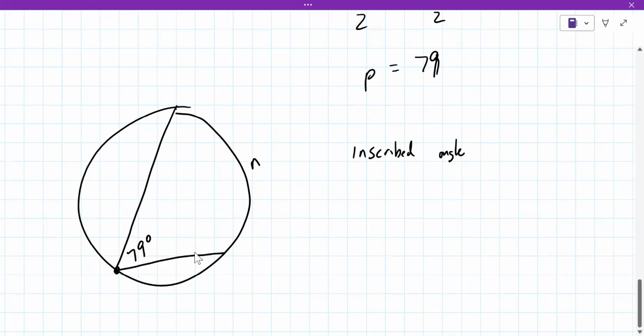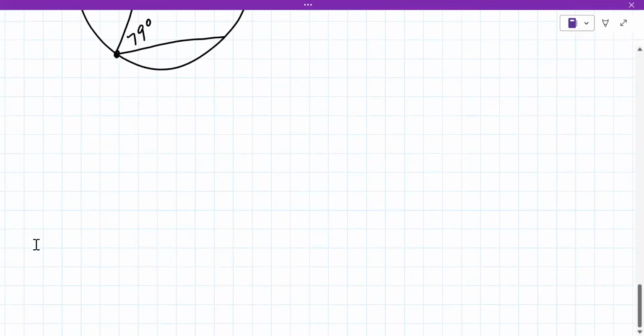N equals 79? No, you have to double 79. N is 2 times 79. That's 158, so N equals 158 degrees. Now, we're going to find M. It's really similar.